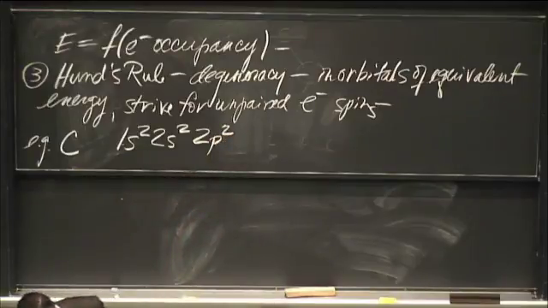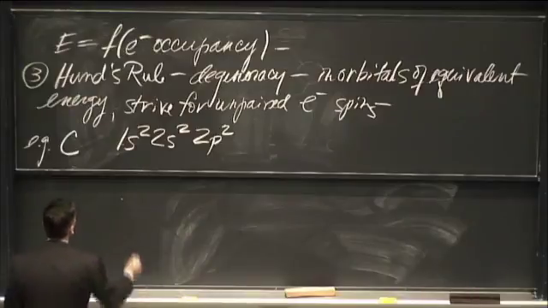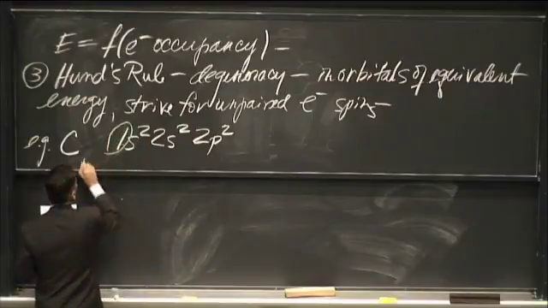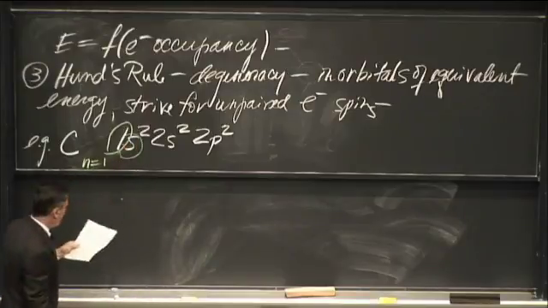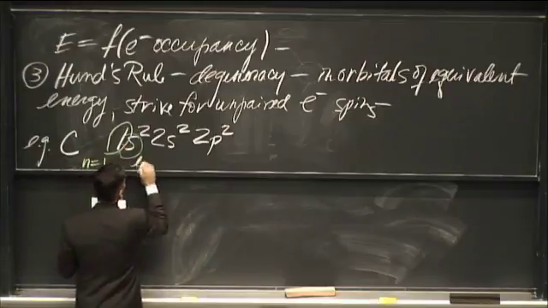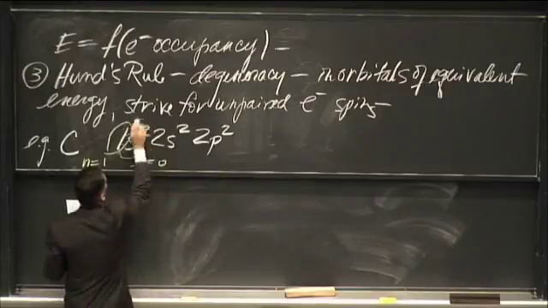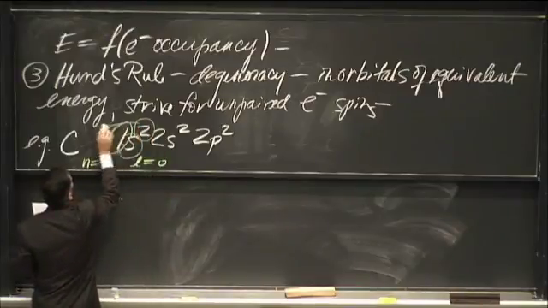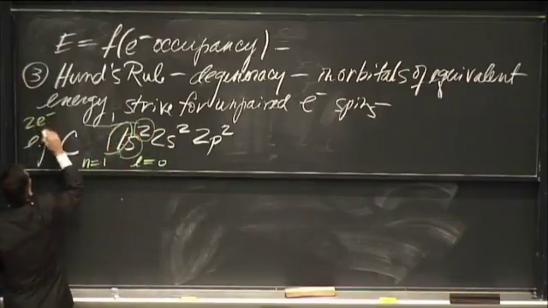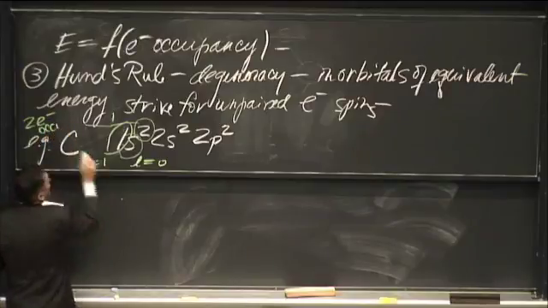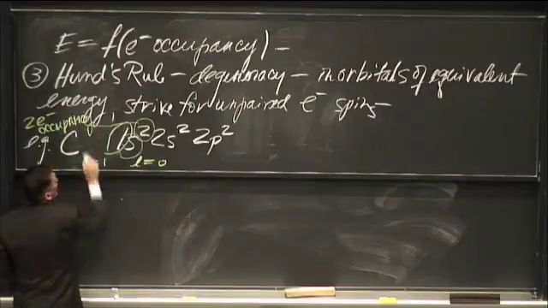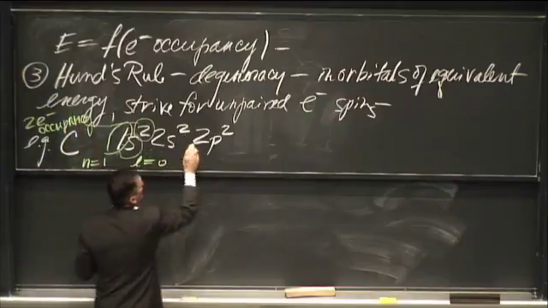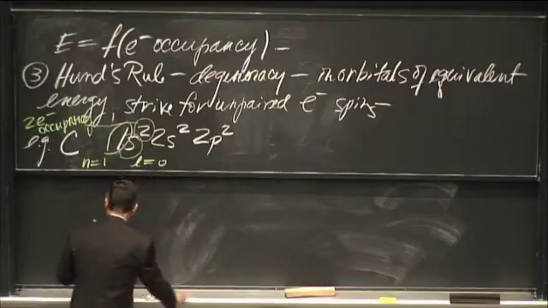Well, it's all written in code for us. So the first number here is the n number. So this means n equals 1. S is the spectroscopist notation. So this means that L equals 0. And then the 2 here means 2 electron occupancy. So the 1s orbital is filled to the tune of 2 electrons. And the 2s orbital has 2 electrons, and the 2p orbital likewise has 2 electrons.